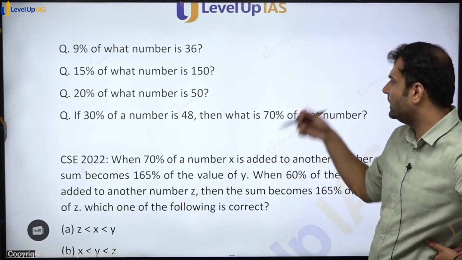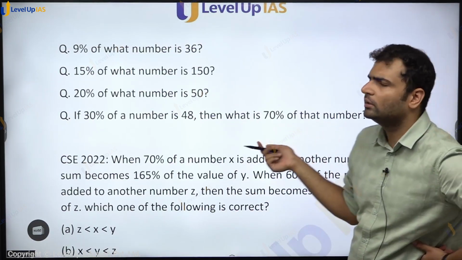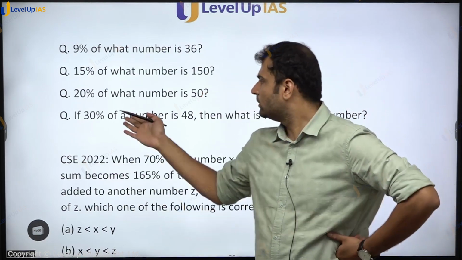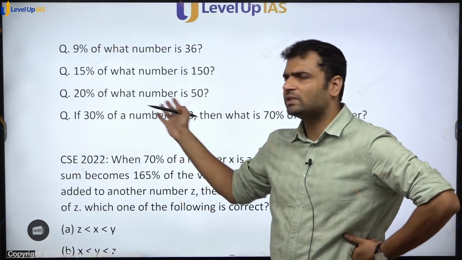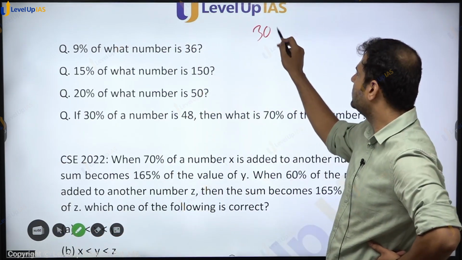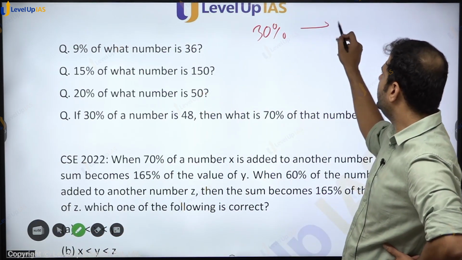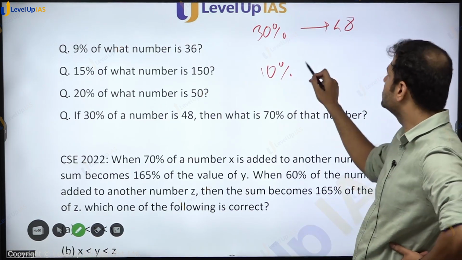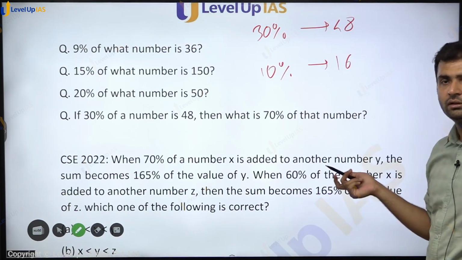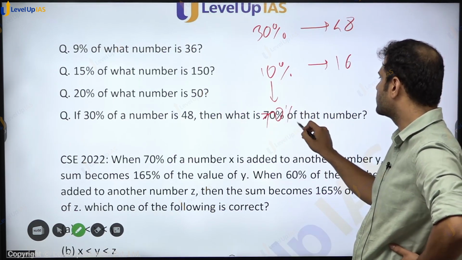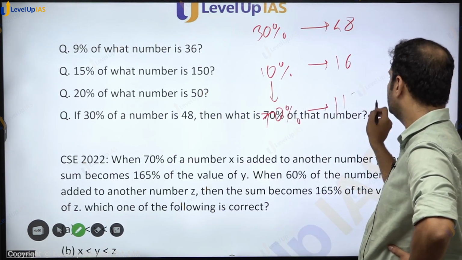30% of a number is 48. Then 70% of that number is what? Again, one more way of looking at it, I'll tell you. Of some number, 30% is 48. 30% क्या है किसी नंबर का? 48 है. Then 10% क्या होगा? 1/3 of this. It will be 16. Correct? तो 70% क्या होगा? यहाँ से 70% will be 112.